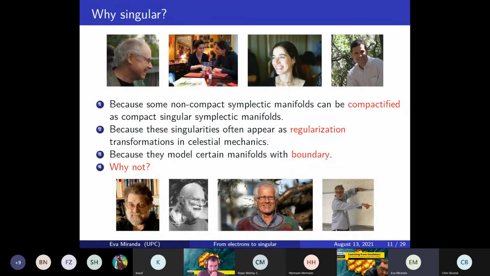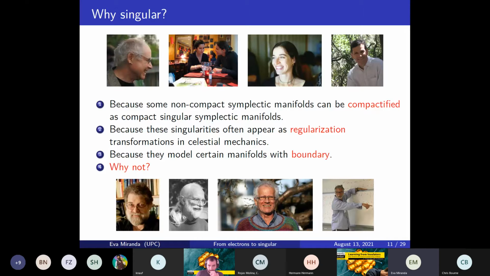And now what I want to say is why, and I'm not going to be very technical, but I will work with an example, why it's convenient to extend Floer homology and these nice ideas of critical points identified with periodic orbits to the non-compact setup. Okay. Well, here I give you 4 possible answers, and my favorite one is the last one. The first one is because some non-compact symplectic manifolds can be compactified as compact manifolds, but maybe not symplectic. Maybe your compactification is introducing some singularity. We will see this in an example.